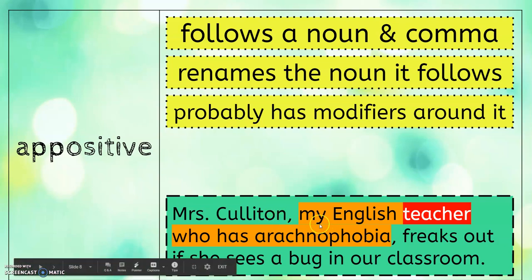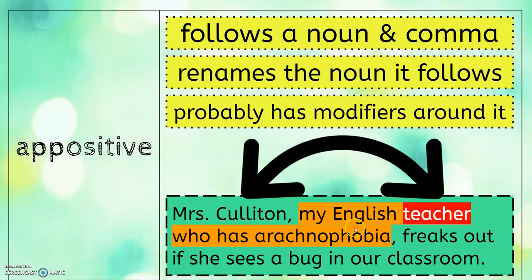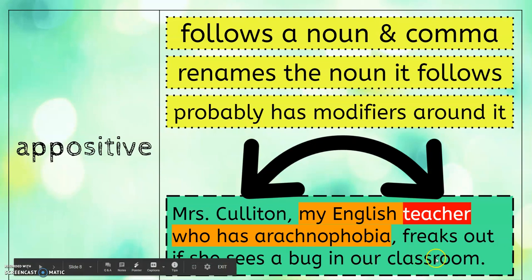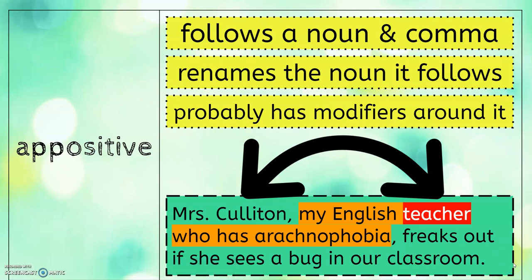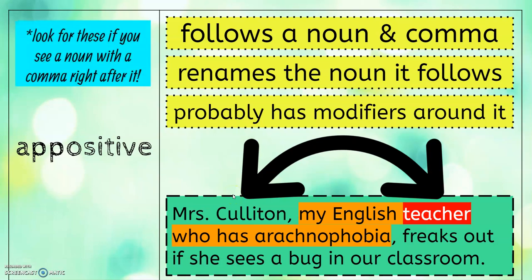Mrs. Culleton, comma, my English teacher who has arachnophobia, comma, freaks out if she sees a bug in our classroom. Teacher is a noun within this appositive phrase, and it goes back and renames Mrs. Culleton. It's not a predicate noun because if I was looking at the rest of the sentence, it says, Mrs. Culleton, where's my verb? My verb is freaks. That's the action. She freaks out. So it's not a linking verb, and it's not a noun that comes after that linking verb. It's separated by commas here. But it does the same thing in that it goes back and it renames another noun. So we would look for these if we saw a noun that had a comma right after it.